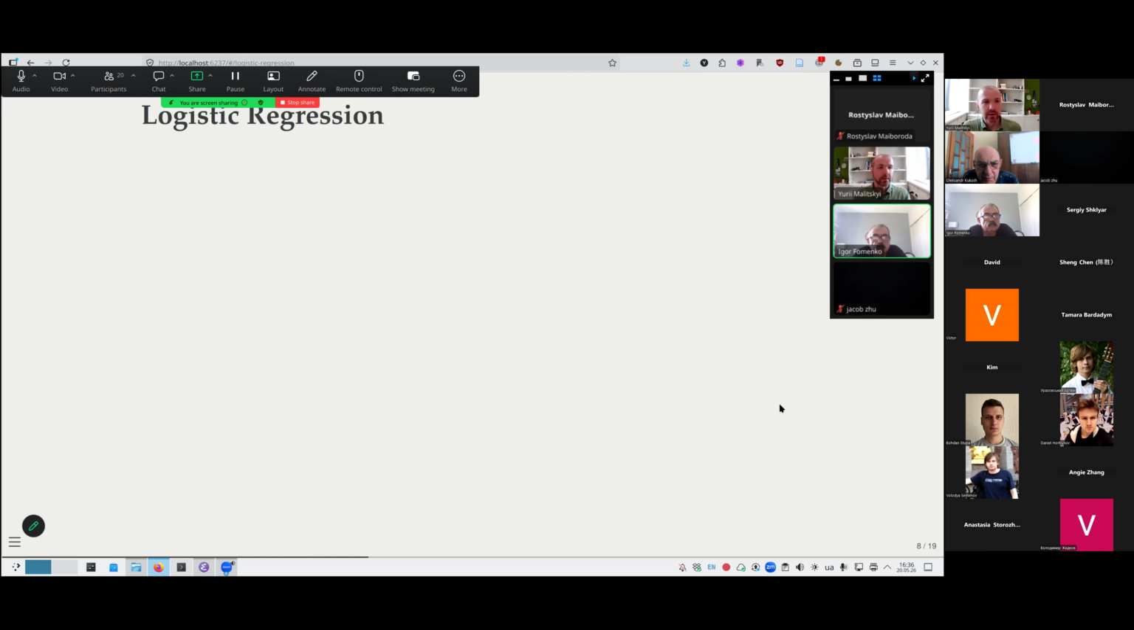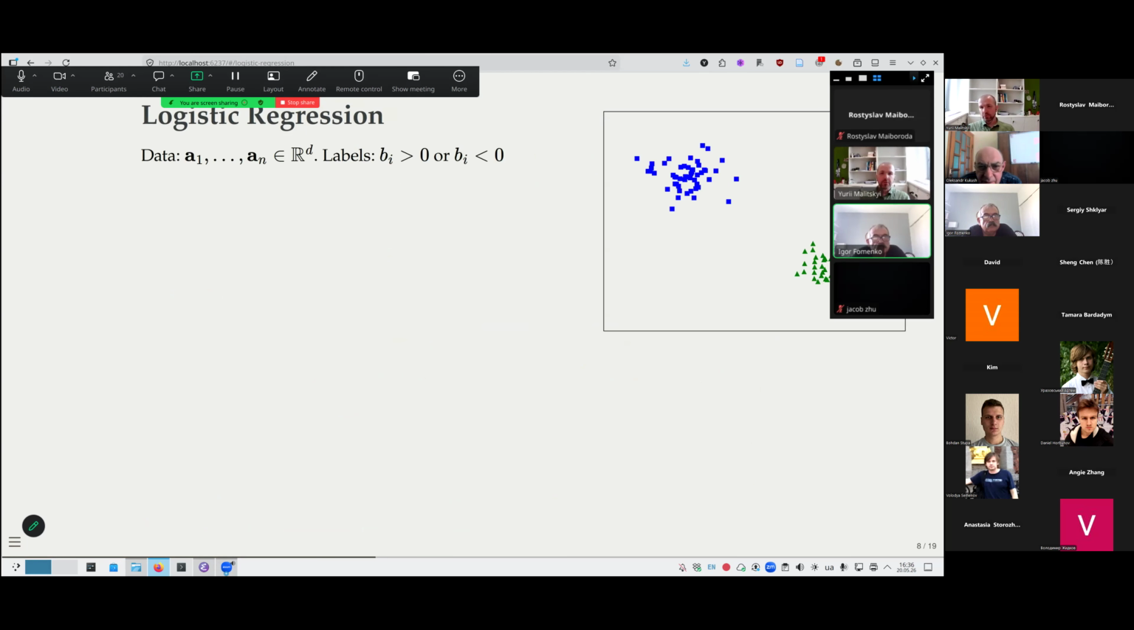Okay, now the logistic regression. Let's say we have a data set that consists of, again, vectors A and the labels, let's say positive and negative, or +1, -1. In this case, it's a linearly separable data set. It doesn't need to be, but we consider this case when the data is linearly separable. So we consider a linear model. We would like to separate them with a hyperplane.